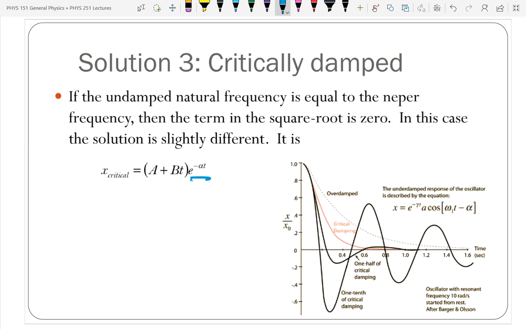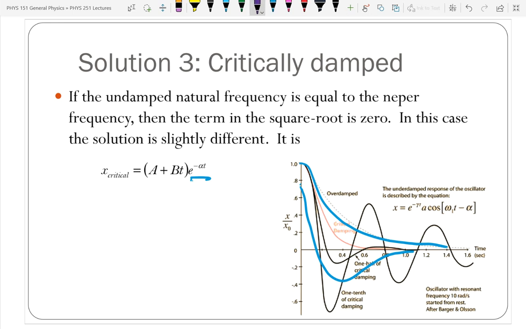Now this will give you a possibility of just one crossing of 0. So critically damped could go like this, or if it started like this, it could go like this. It's not going to cross 0 twice, but because of the function there, it can cross 0 once. I said underdamped, but I meant critically damped. Critically damped can cross 0 once, can't cross it twice.